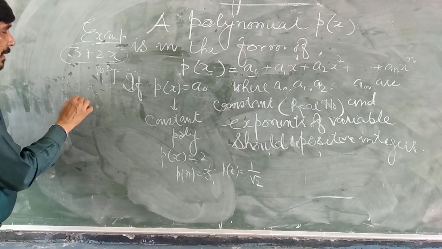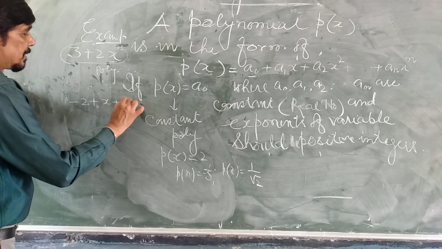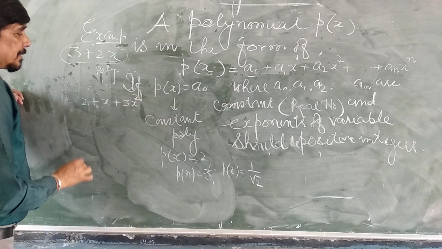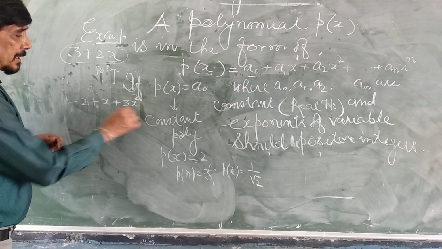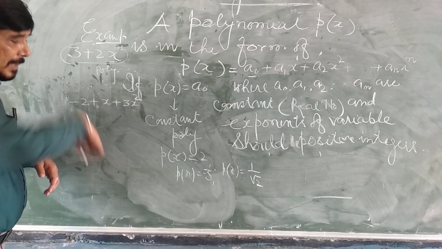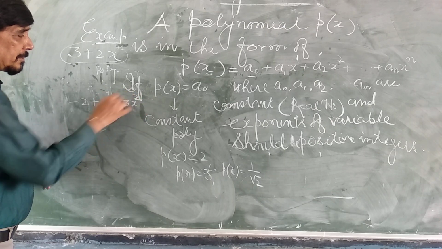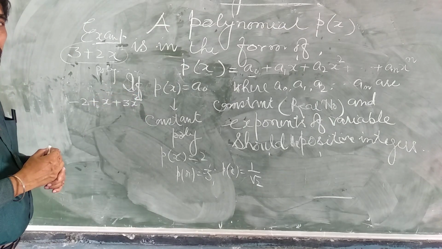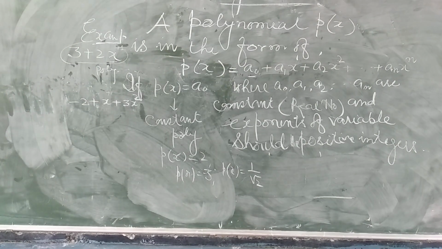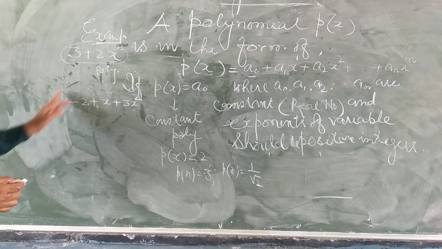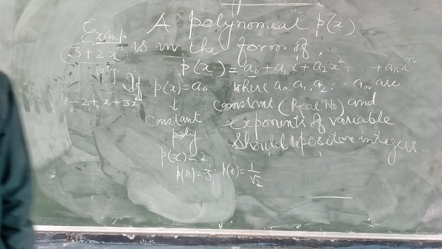Next example, minus 2 plus x plus 3x square. This is also a polynomial because in the second and third terms, where the variables are there, the exponent of the variable in the second term is plus 1 and in the third term is plus 2, which are positive integers, meaning natural numbers. So by the definition of polynomials, minus 2 plus x plus 3x square is a polynomial.